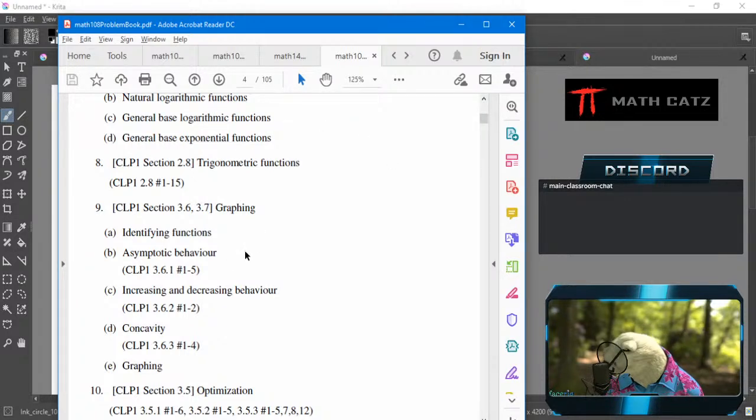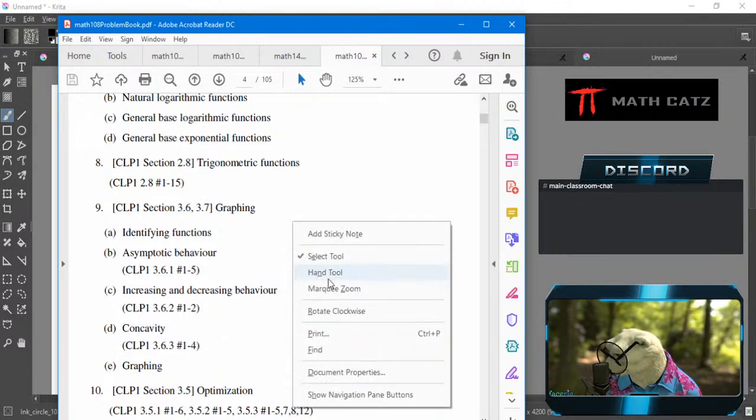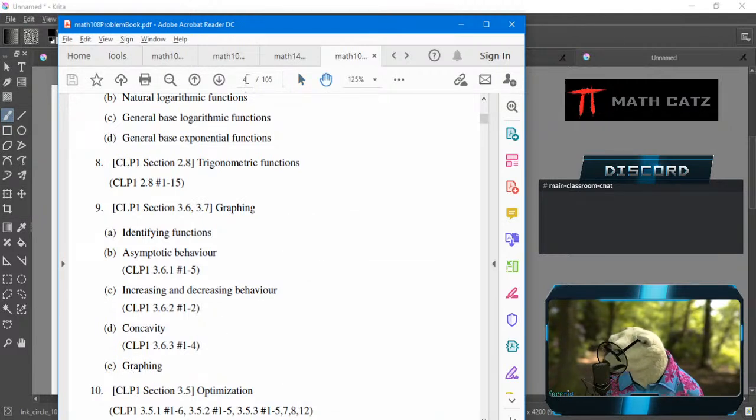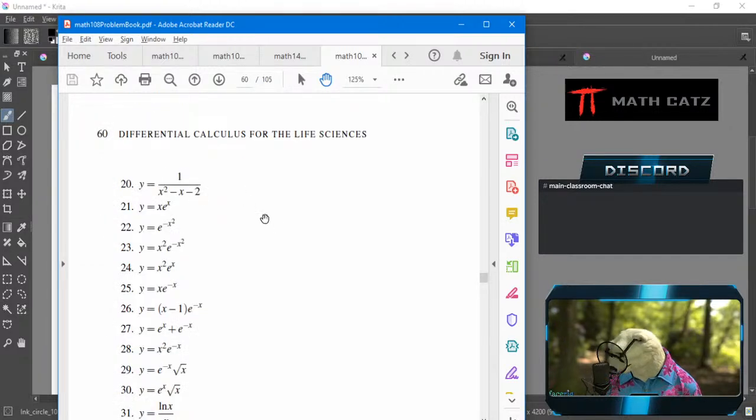Okay, so where are we here? We're graphing 9E. What page could that possibly be? Who knows? Let's guess 60. Not a bad guess.